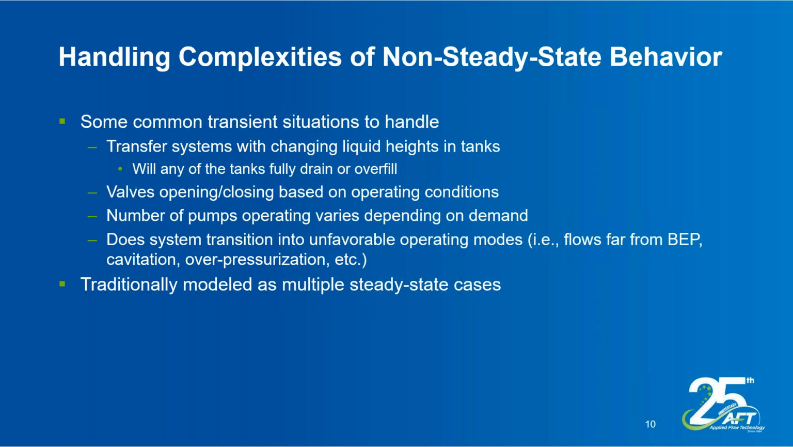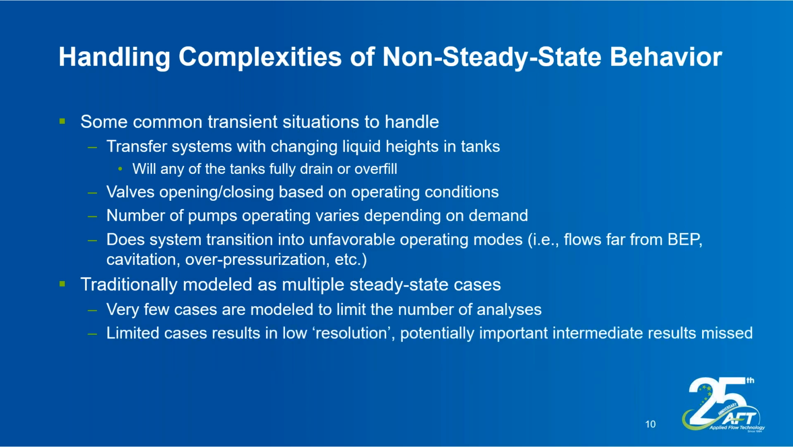So traditionally, people would handle all of these different transient situations by running multiple steady state cases: different liquid heights, different operating points on a pump, different control valve set points, etc. And they would use that to try and bracket the conditions. Well, that's all fine and good, but it still does not give you a very detailed picture of what's actually going on, because if you were to do it manually, there's just not enough time to see all the different cases that you would need to look at. And so you wouldn't have very good resolution in your results.